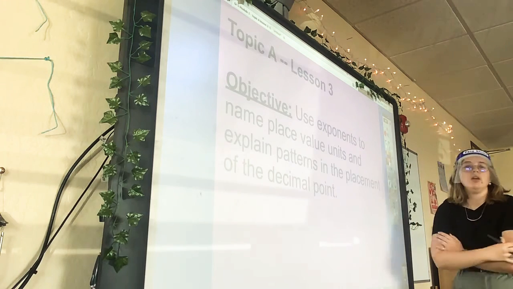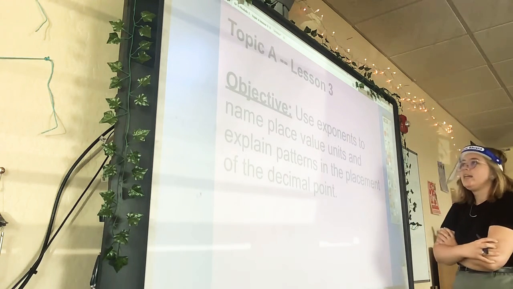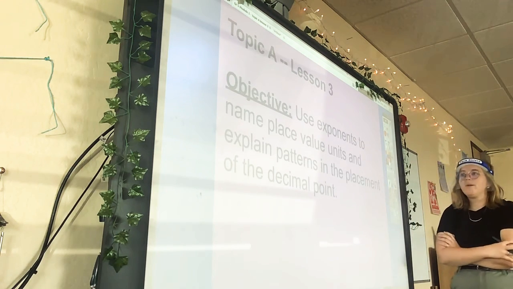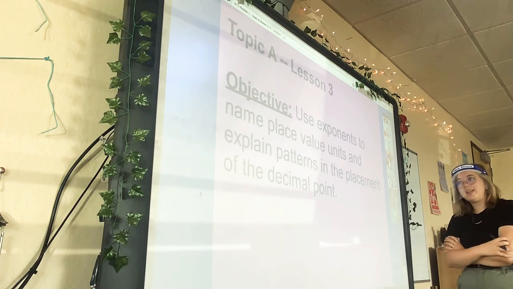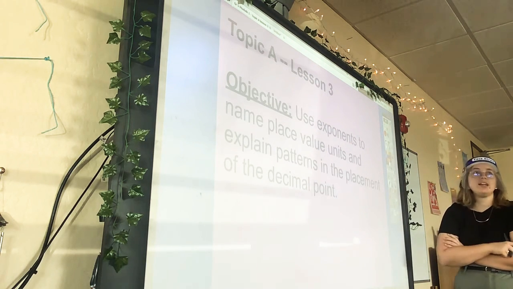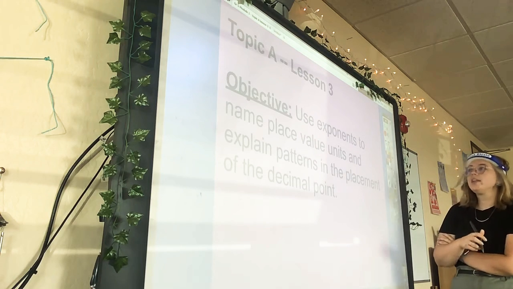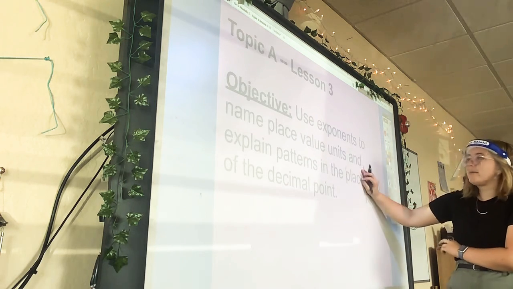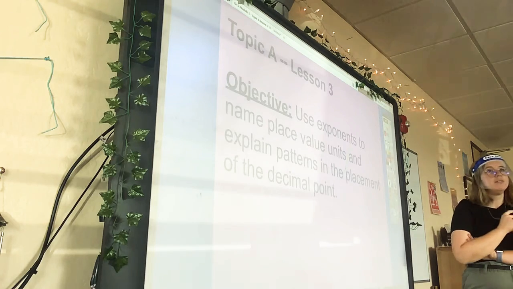Okay, so our objective today is we are going to use exponents to name place value units and explain patterns in the placement of the decimal point, okay? So there's kind of two things going on here, separated by "and," okay?